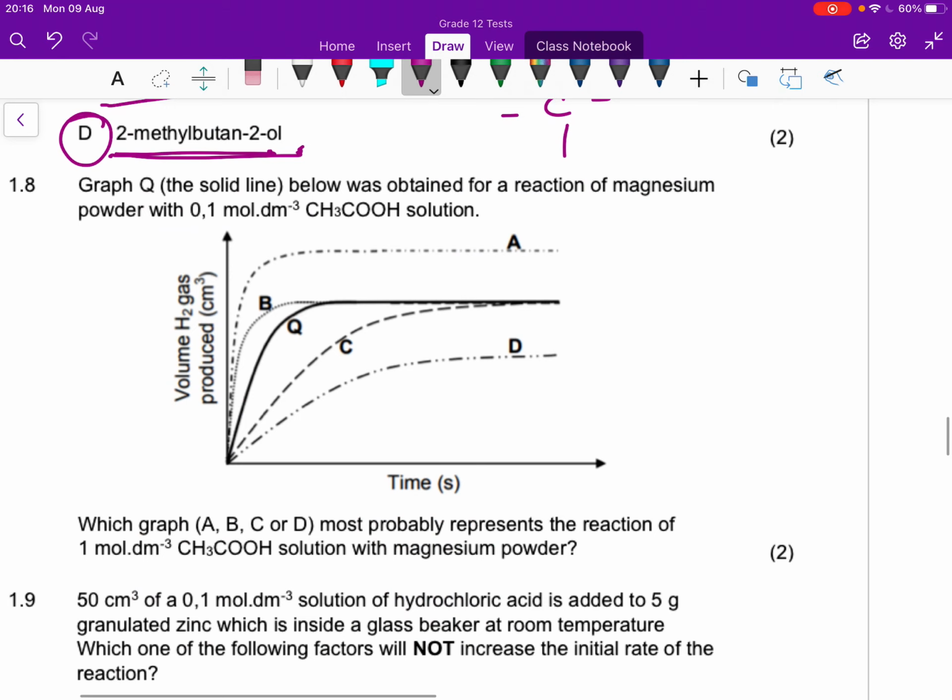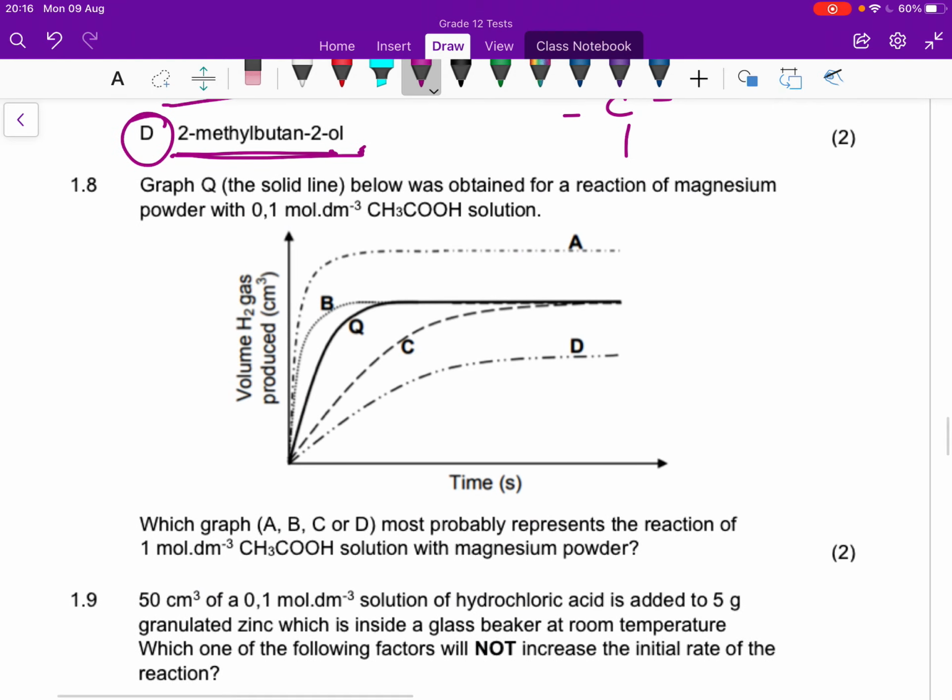Okay? Now, 1.8, you actually had two options because we forgot something in the question, but we'll go with it. It says to you, graph Q, the solid line, so here's my solid line, that's graph Q, was obtained for the reaction of magnesium powder with 0.1 mole per decimeter cubed of acetic acid. Which graph most probably represents the reaction with 1 mole per decimeter cubed? So what have we done? We've increased the concentration.